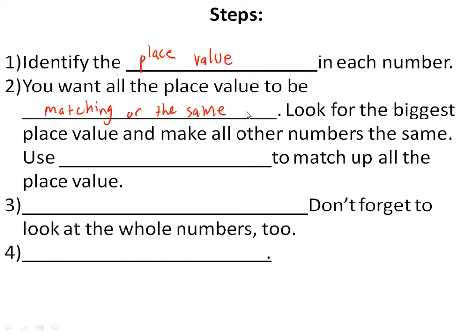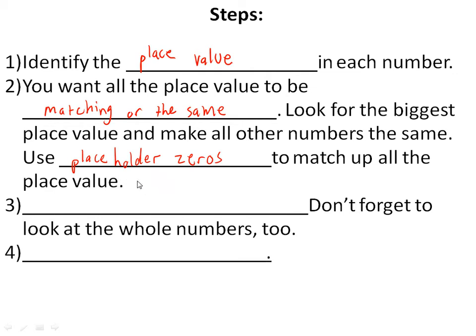Okay. So you want to look for the biggest place value and make all the other numbers the same. That means that you use placeholder zeros to match all the place values.